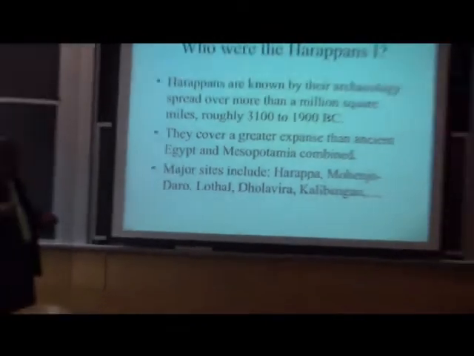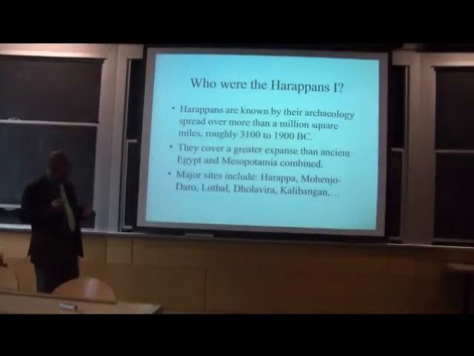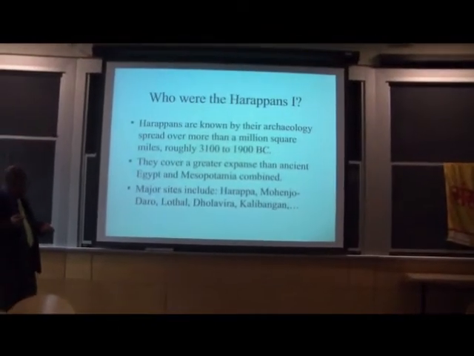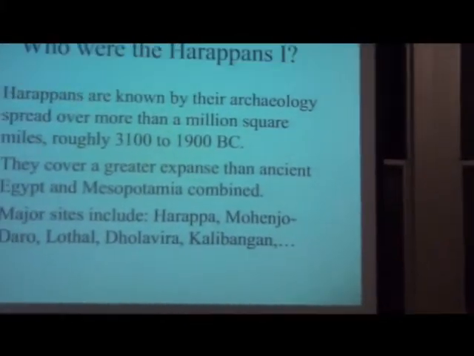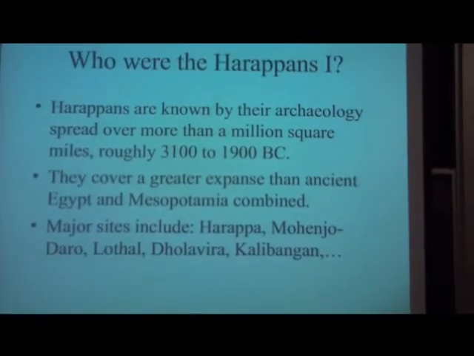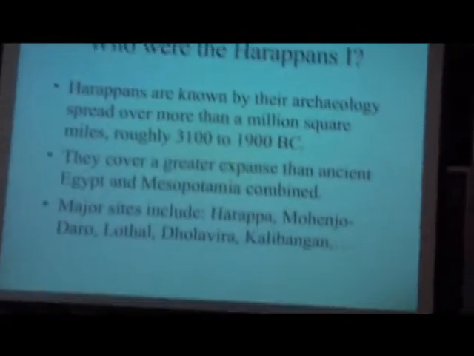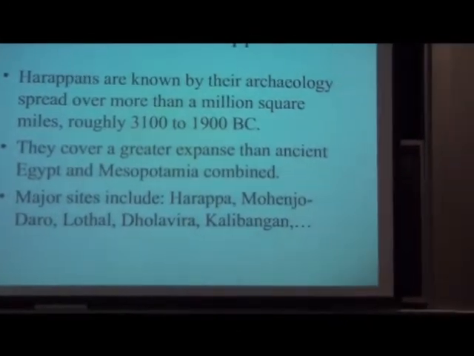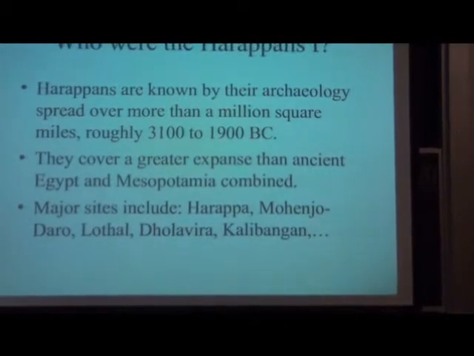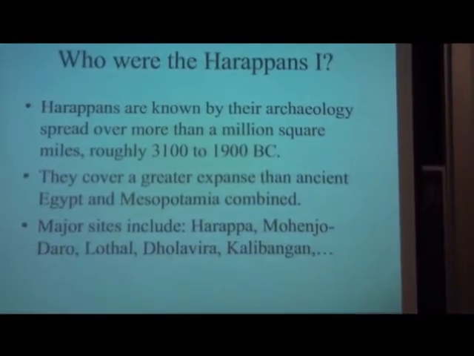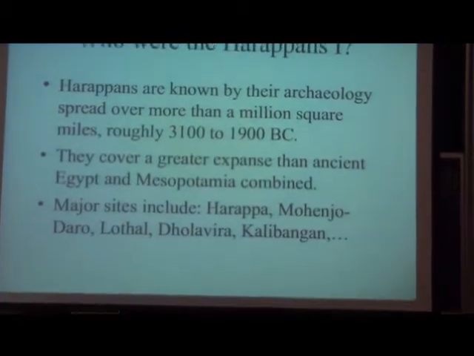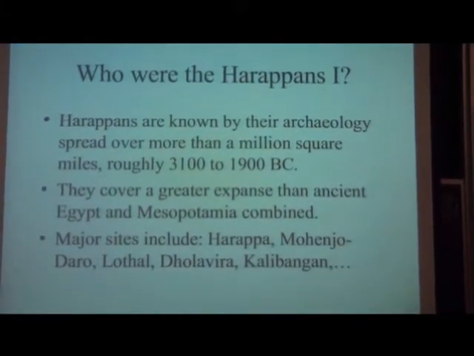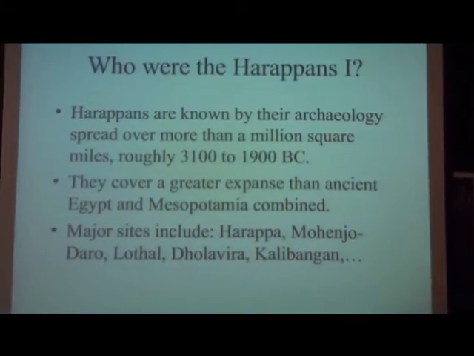So first, who are the Harappans? Harappans are known by their archaeology, spread over more than 1 million, it should have been 6 million, square kilometers, but that's all right. Now, they seem to be expanding more and more. We seem to be finding more and more sites, both in West Asia and, although not really established sites, south of the Narmada River, but we are finding more in the Gujarat area, on the west coast.